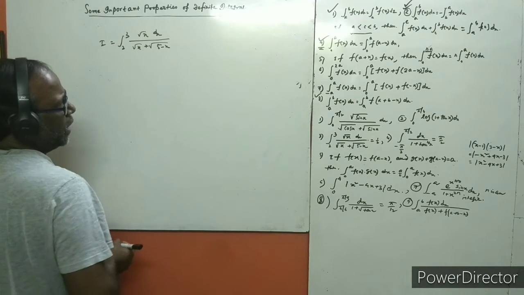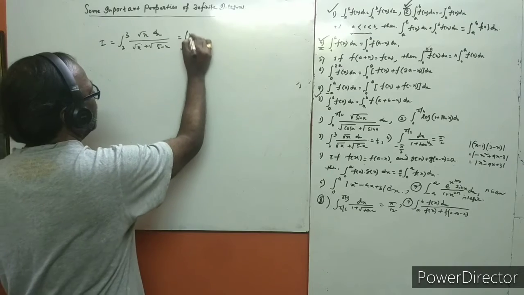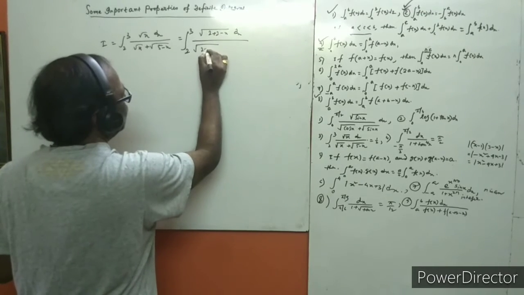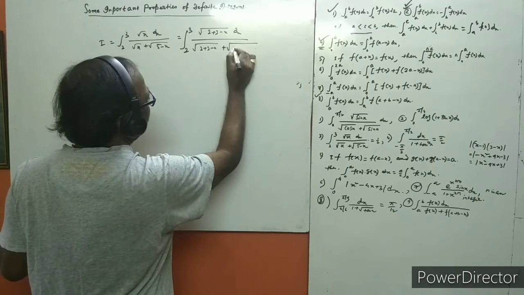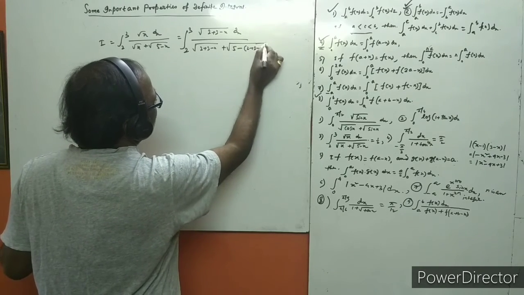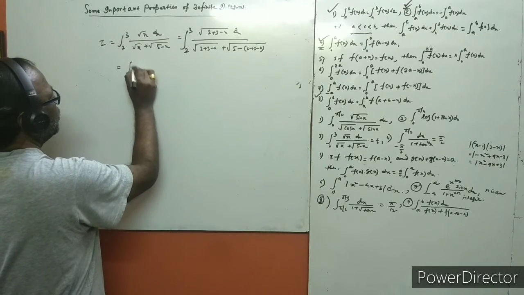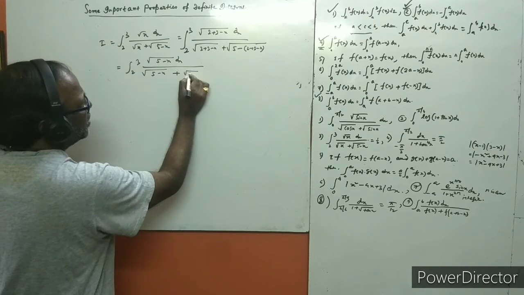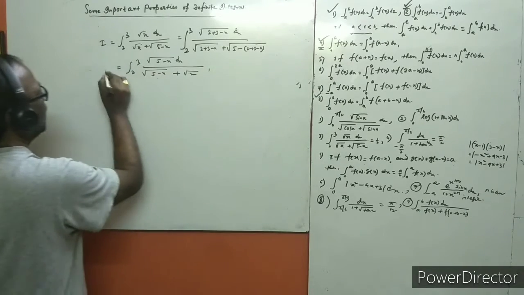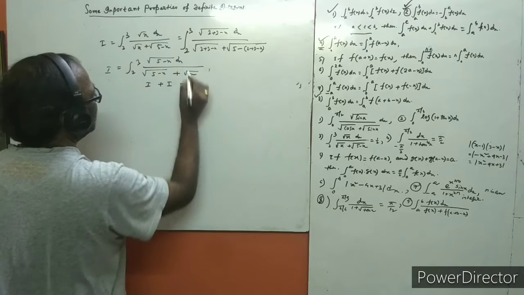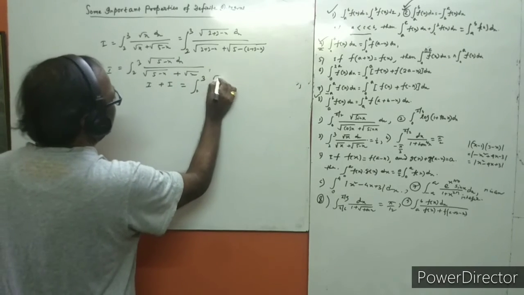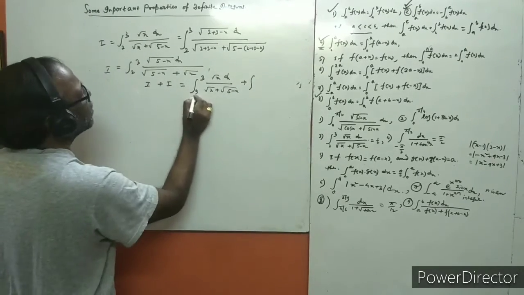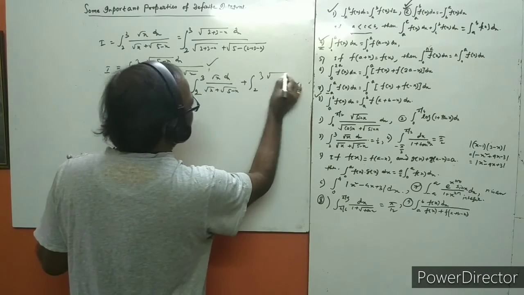We use the formula, that is property 8. So we write 2 plus 3 minus x, this is the property, plus 5, that is 2 plus 3 minus x. The integral from 2 to 3 becomes root of 5 minus x dx divided by root of 5 minus x plus root x. We add it, and this is also I. So adding these two parts, I plus I is equal to the integral from 2 to 3, and the result is the same in both.